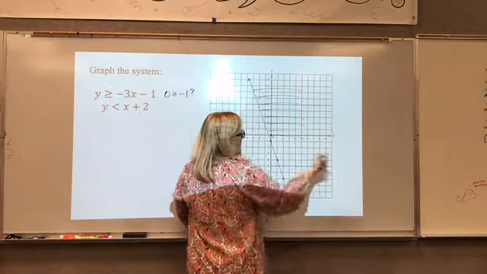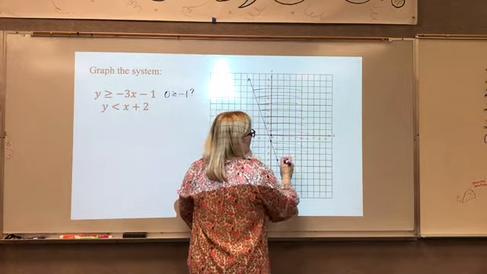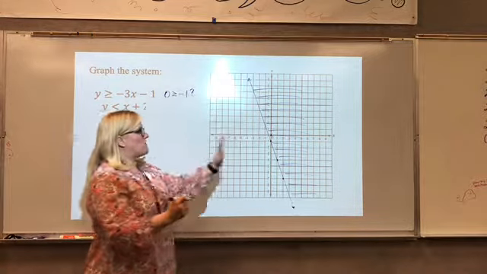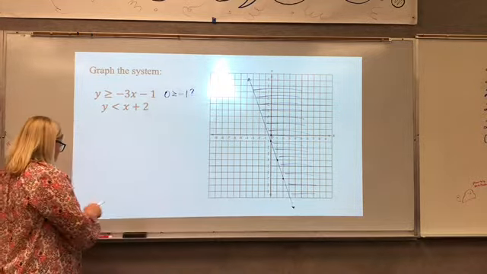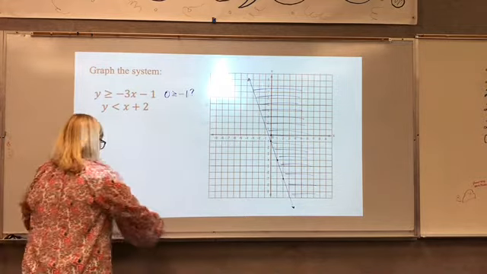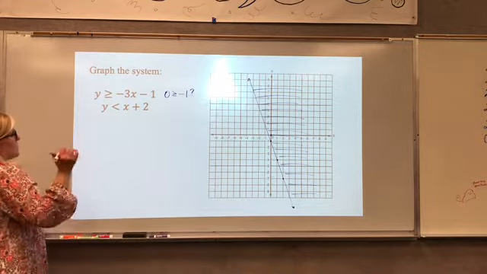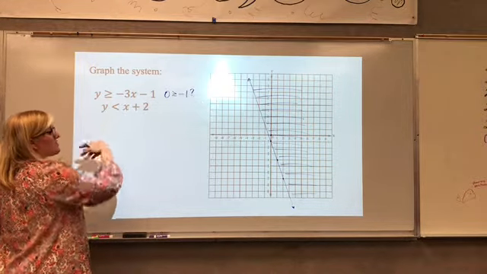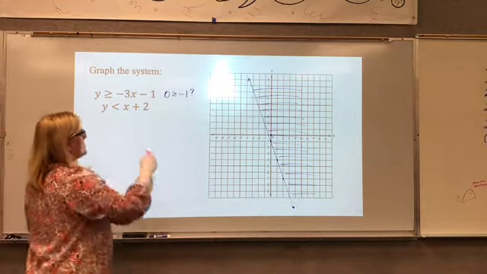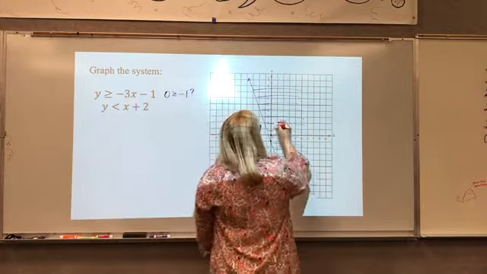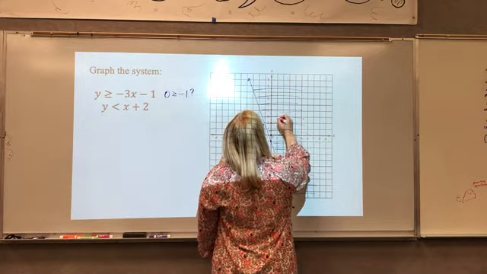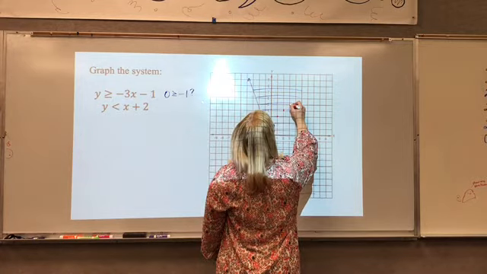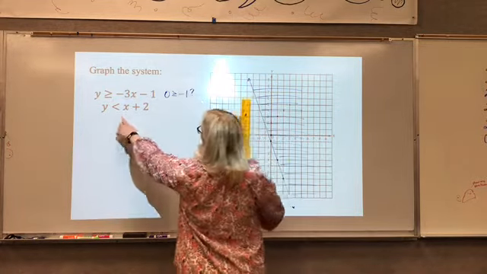And I'm not going to shade it. That would be a waste of marker. But I do have them going that way. The next one I'm going to do, I'm going to use red. And we're looking basically at y equals x plus 2. That's kind of our boundary. So we've got 2, and then the slope is 1. And this is going to be a dotted line.